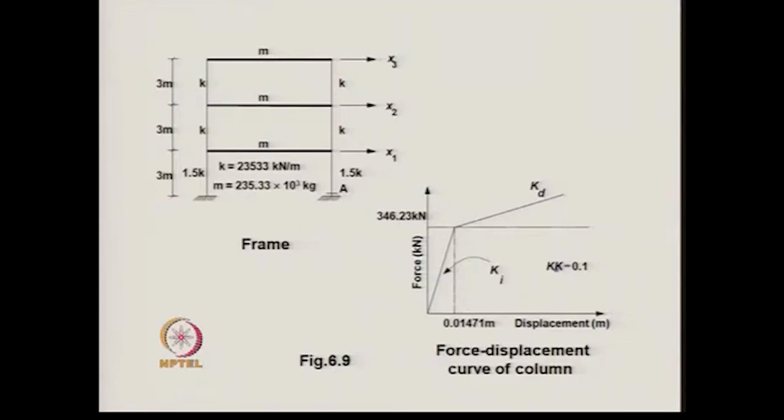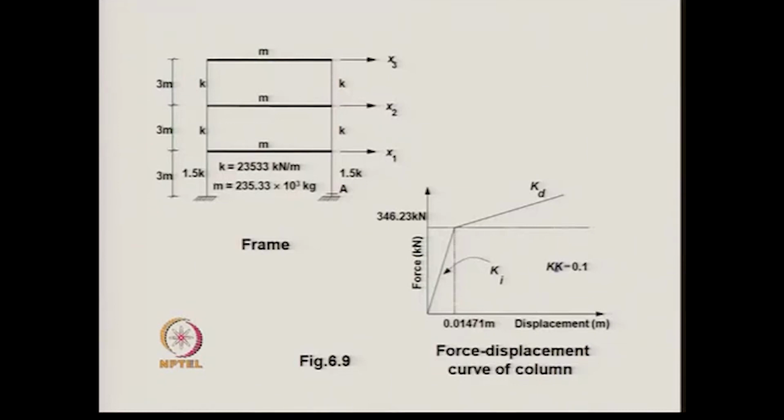So, this is the perfect elastoplastic case, and the initial stiffness of this elastoplastic system is given by Ki. In the second case, where we consider the column to behave bilinearly, after the yield point, that is the yield moment or yield force of 346.23 kilonewton, there is a stiffness of the system. That stiffness is called Kd, and Kd is assumed to be equal to 0.1 times Ki, that is the initial stiffness.